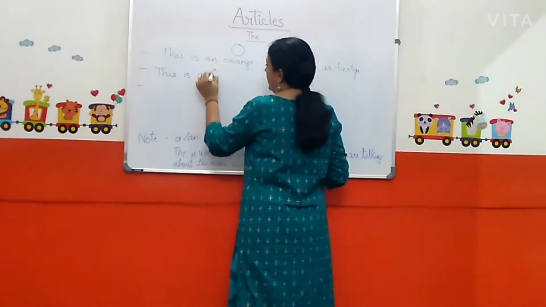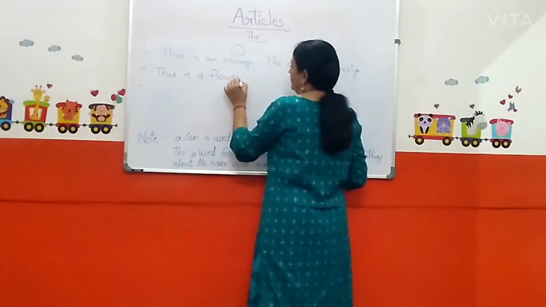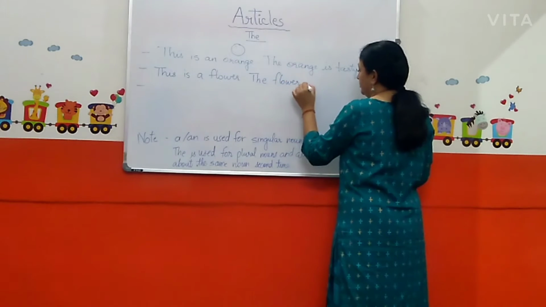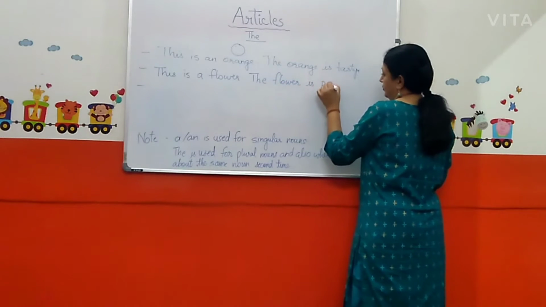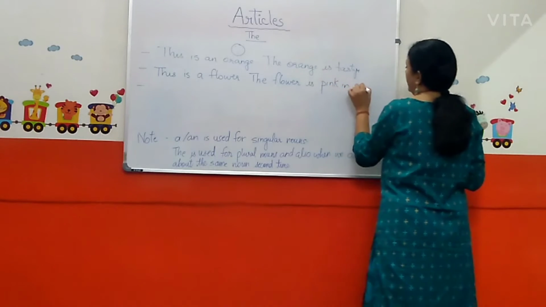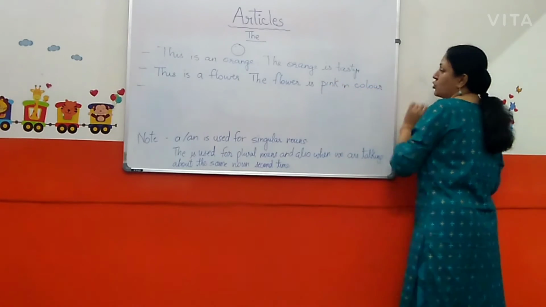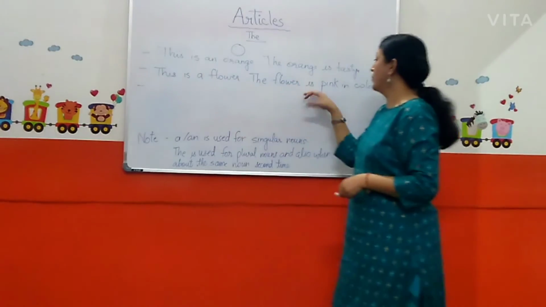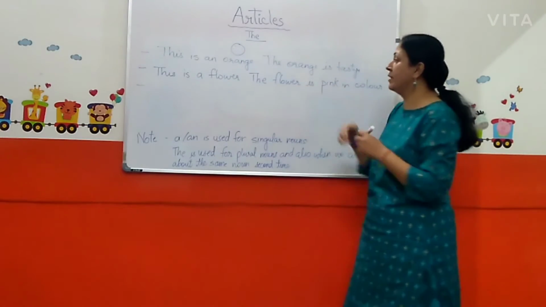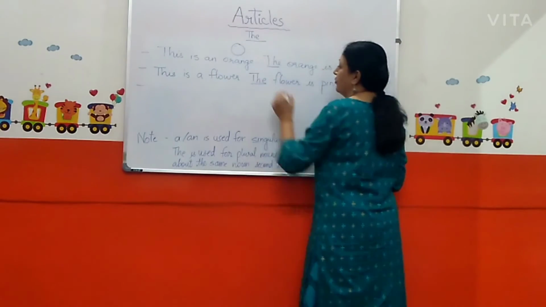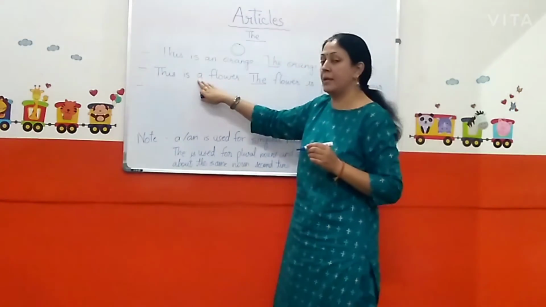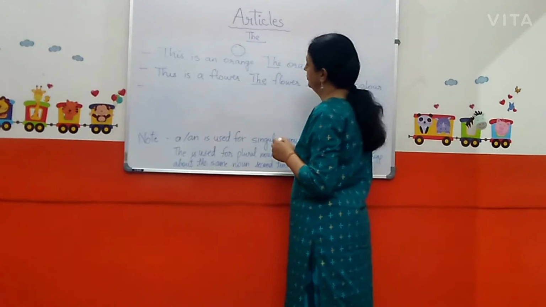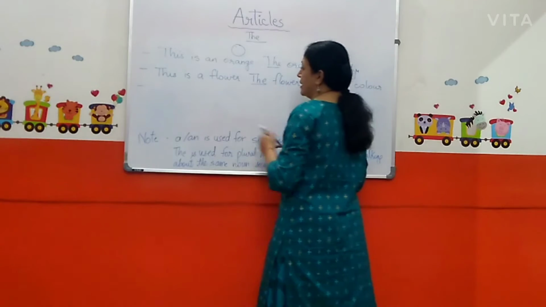This is a flower. The flower is pink in color. Okay, so we are talking about the same flower. This is a flower and the flower is pink in color. That's why we have used the. We will use the when we are talking about the same thing the second time. Let's see one more example.